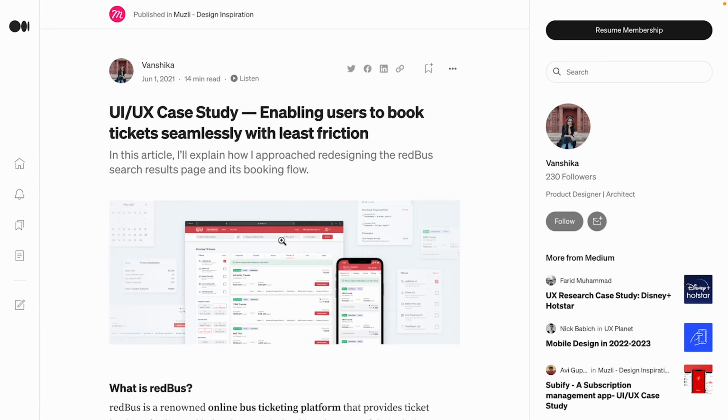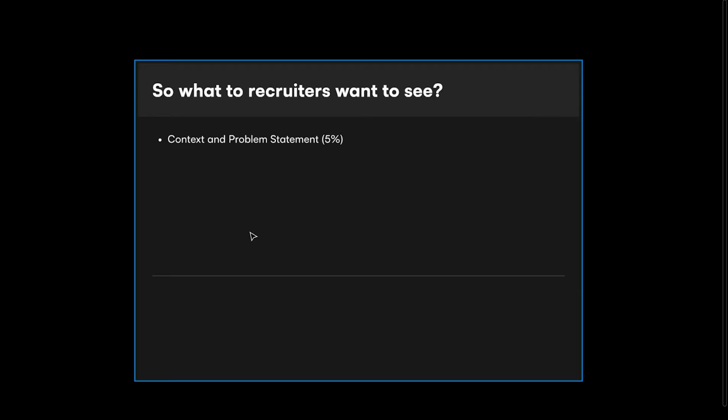And number 4, this was again redesigning an entire web-based platform where it was not just a flow. She redesigned the entire product from scratch, all the way from visuals to information architecture and even the flows as well, right? So the company that's recruiting you wants to know more about what is it that you solve. What is the project all about? So coming back to Figma, right? Spend 5% of your case study having this information.